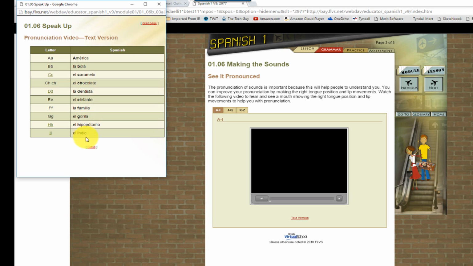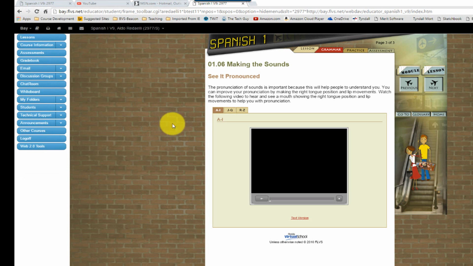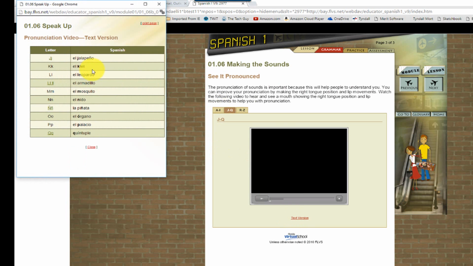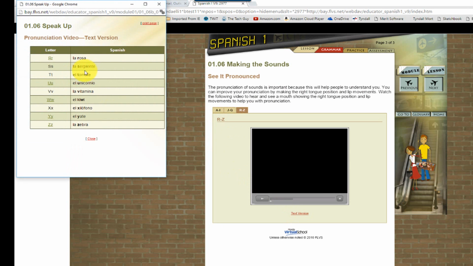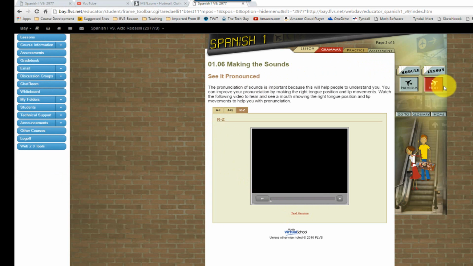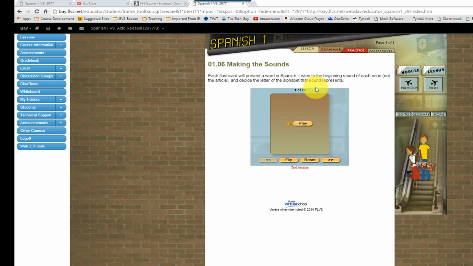América, la bota, el caramelo, el chocolate, la dentista, el elefante, la familia, el gorila. Okay, and you see with all the different letters, okay? El jalapeño, el kiwi, el leopardo, el armadillo, el mosquito, el nido, la piñata, el órgano, el palacio, quíntuple. Okay? And let's see, la rosa, la serpiente, el tomate, el unicornio, la vitamina, el kiwi, el xilófono, el yate, la cebra. Zebra in Spain, zebra in Latin America. Okay, so remember those. Okay, so let's go to the next page.